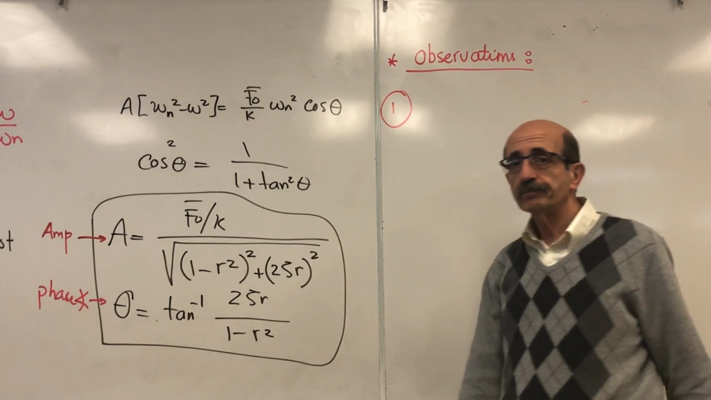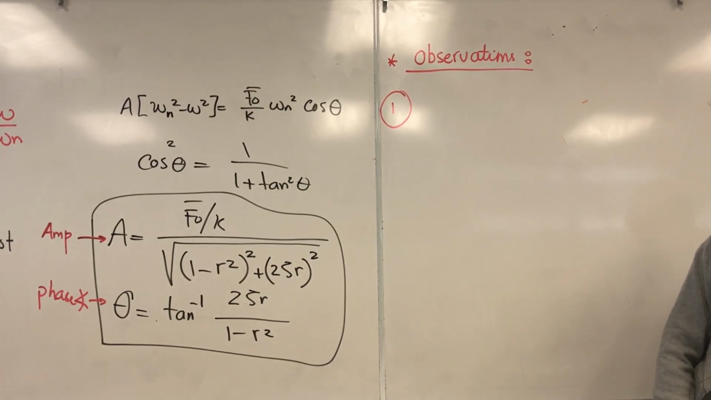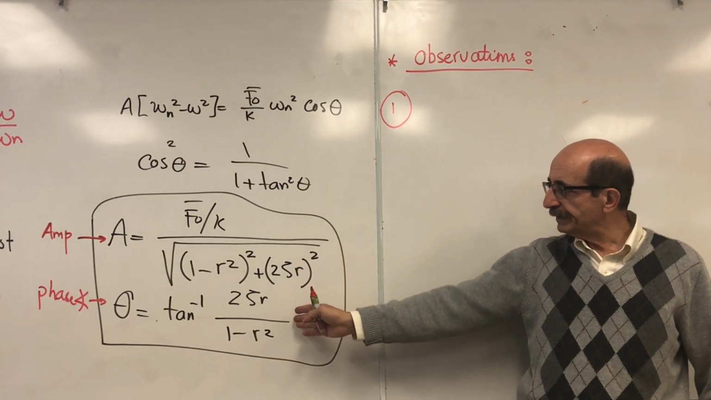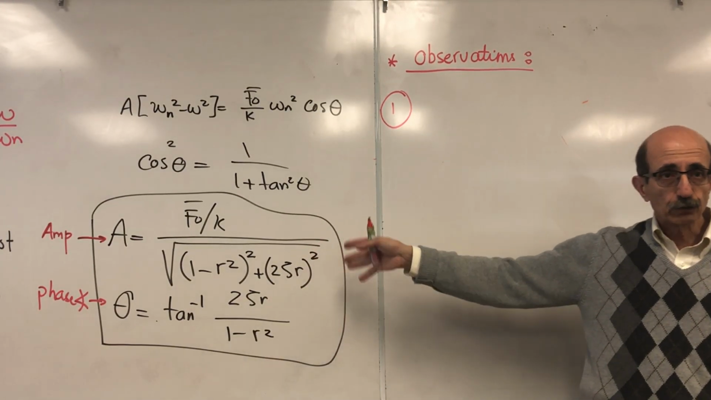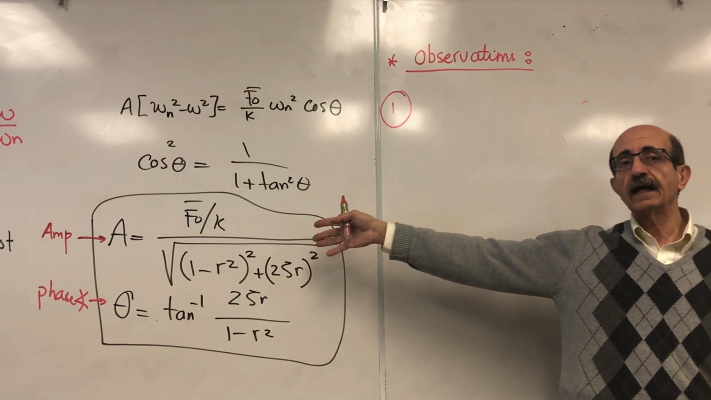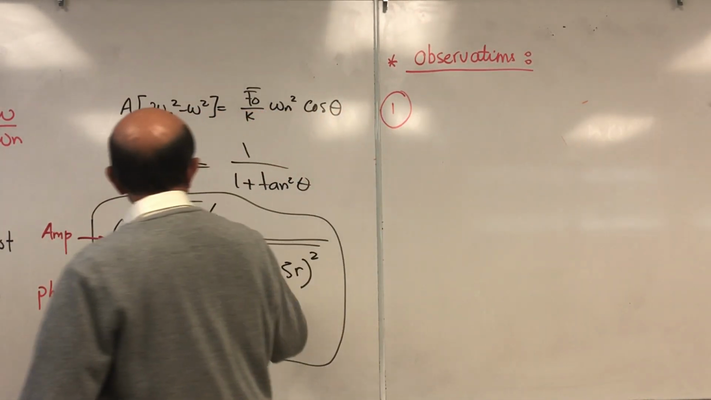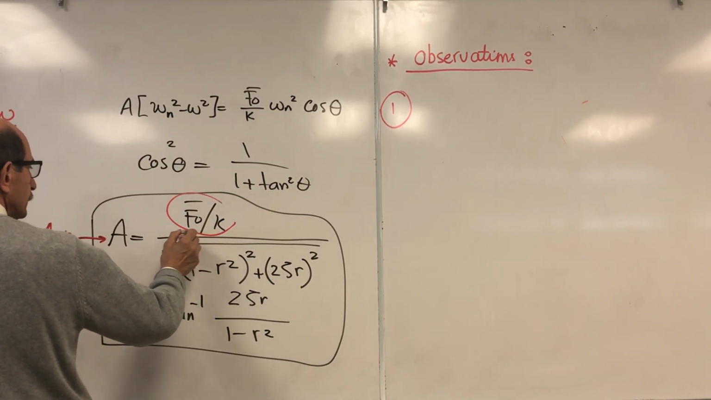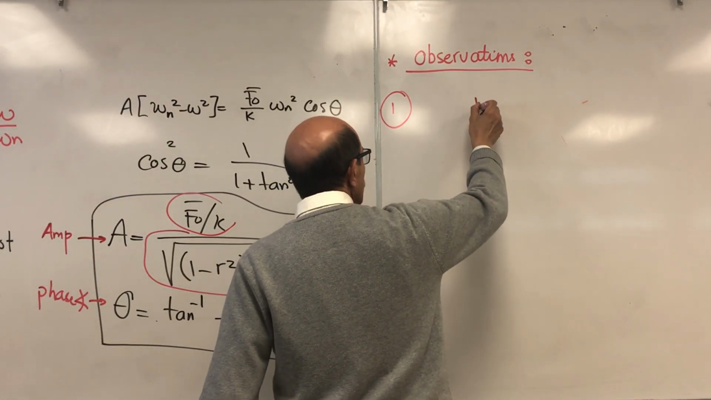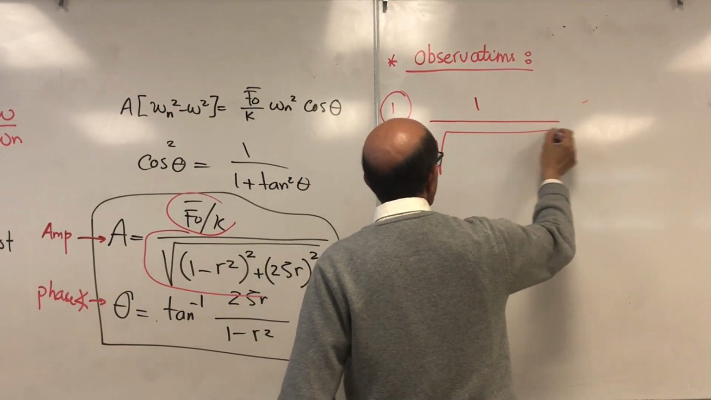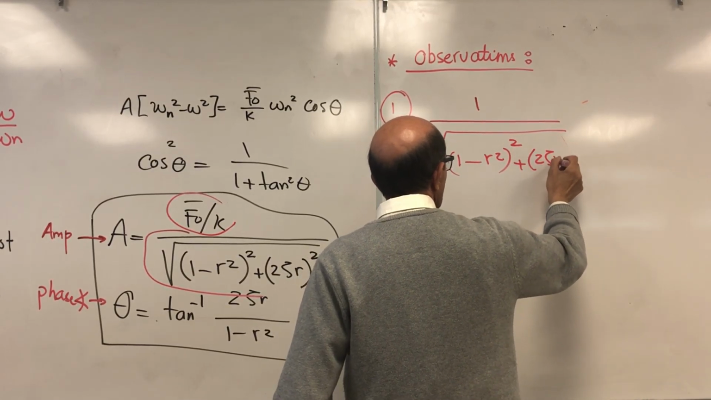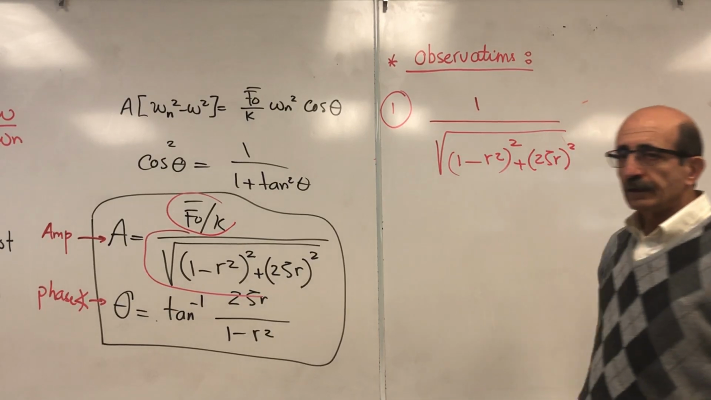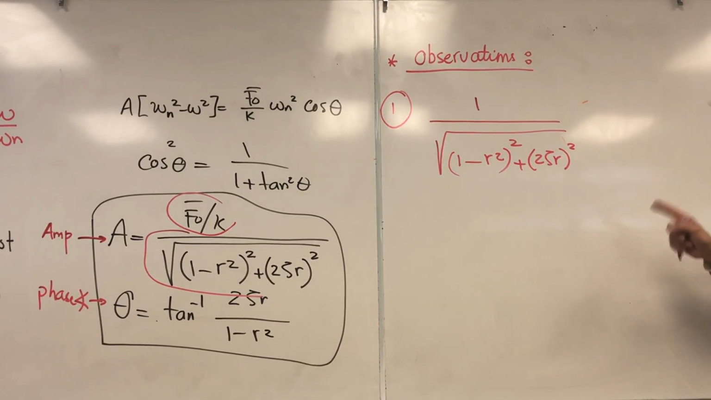Observation number one. First of all, you can see that this is really the general case that includes the special case that was the undamped system. In other words, as you recall, we call this term 1 over the square root of (1 minus r squared) squared plus (2 zeta r) squared. This is the magnification factor for the case of damped systems.